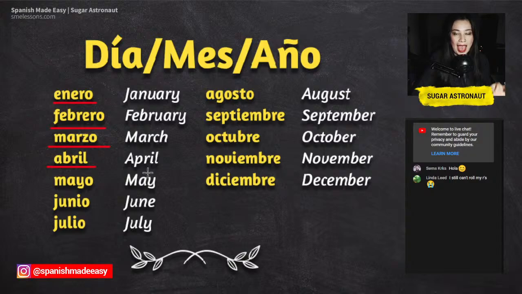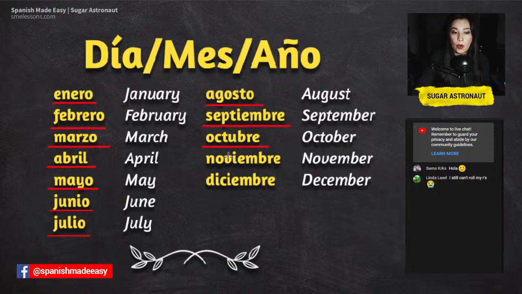Abril, that means April. Mayo, May. Junio, June. Julio, July. Agosto, August. Septiembre, September.